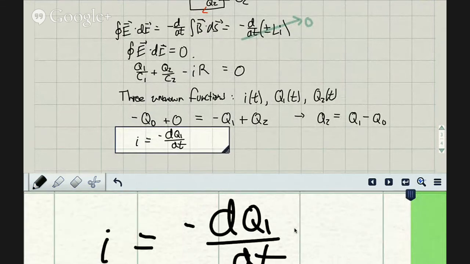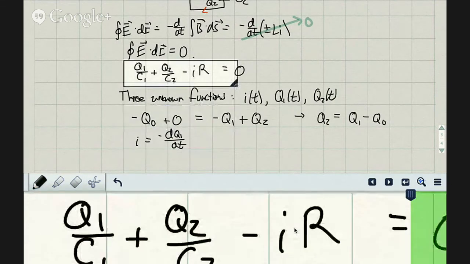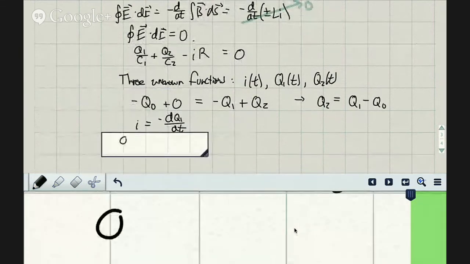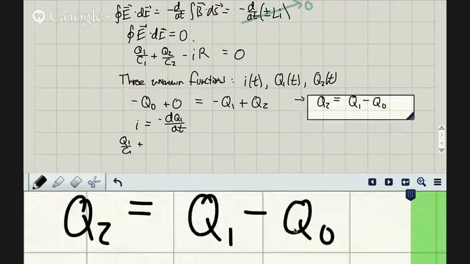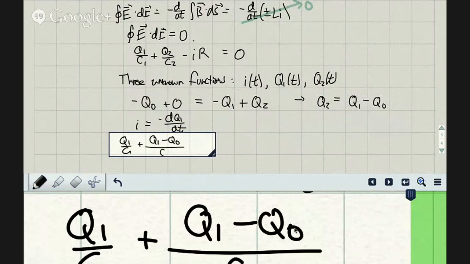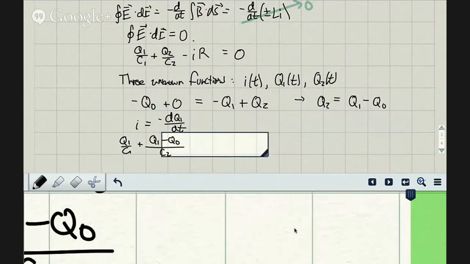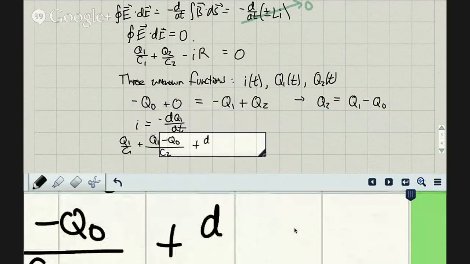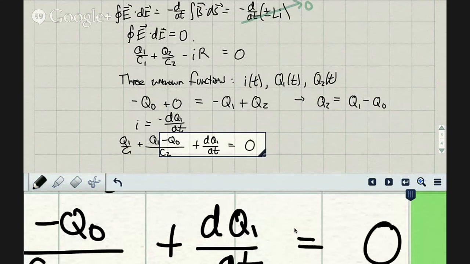All right, so let's go ahead and write this whole expression up here in terms of Q1. We're going to need Q1 over C1 to start with, plus Q2, which is Q1 minus Q0, so we get Q1 minus Q0 divided by C2. Minus, and then we have a negative dQ1 dt, so plus R dQ1 dt is equal to 0.